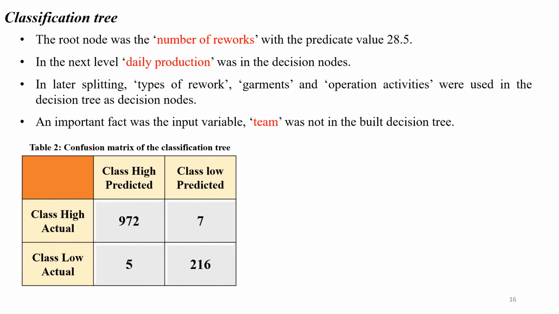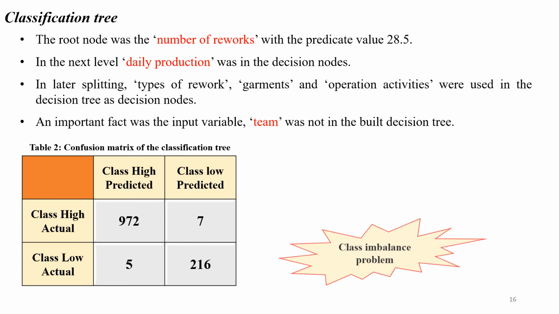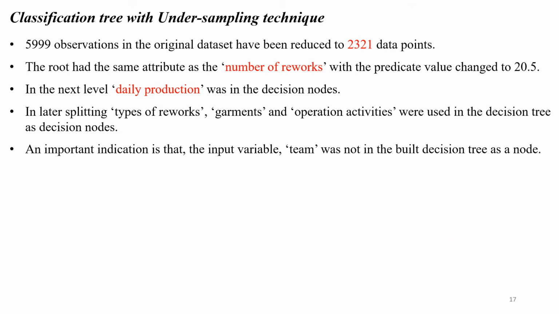Through the confusion matrix, it indicates that there are 7 and 5 misclassifications, and there are 972 and 216 correct classifications. However, with the majority of data belonging to the high state category, it indicates the class imbalance problem. With the application of the undersampling technique, the total number of observations has reduced to 2,321 data points.